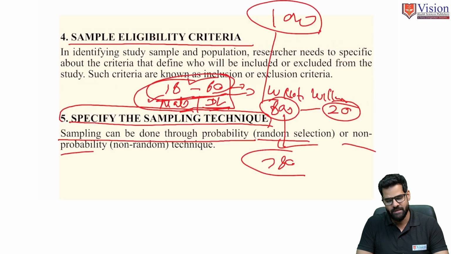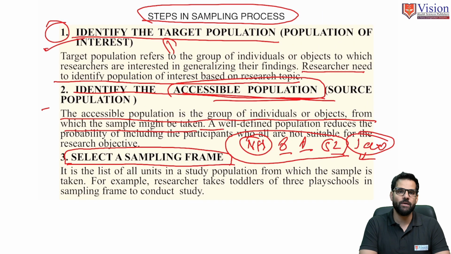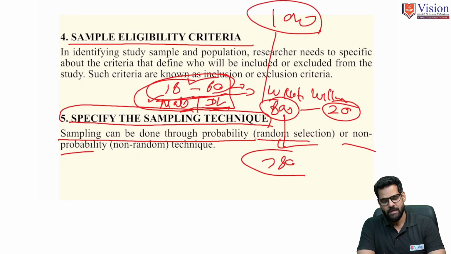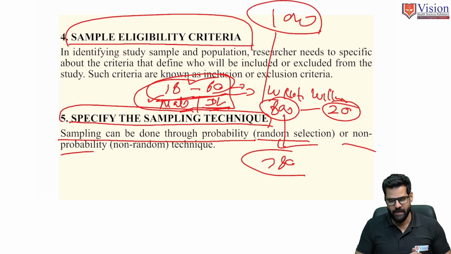I hope you will remember these steps. So if I say, first you should identify the target population. From there you decide your source population. Then make your sampling frame. Again I say, a sampling frame is a listing of all the people. Then decide your sample eligibility criteria, meaning the characteristics that make somebody eligible to participate in your research. So we have two here, the inclusion criteria and the exclusion criteria.